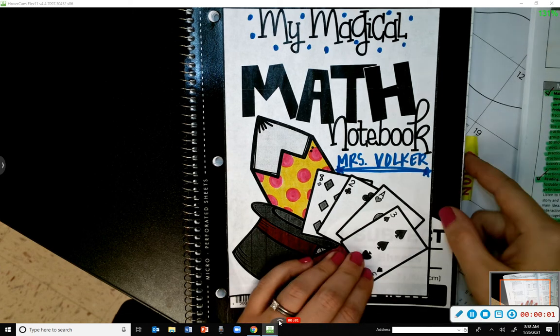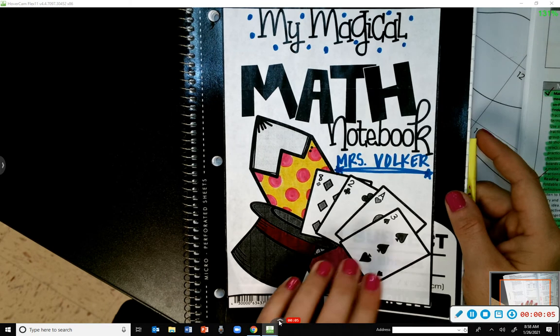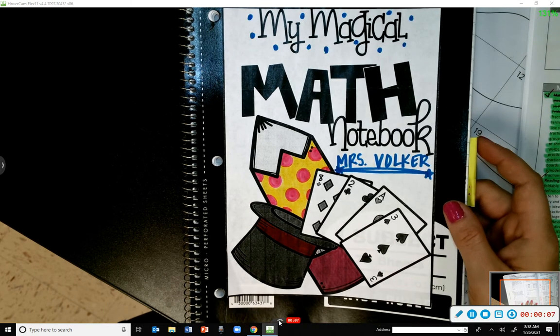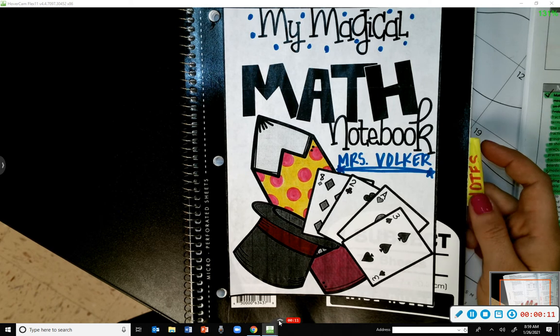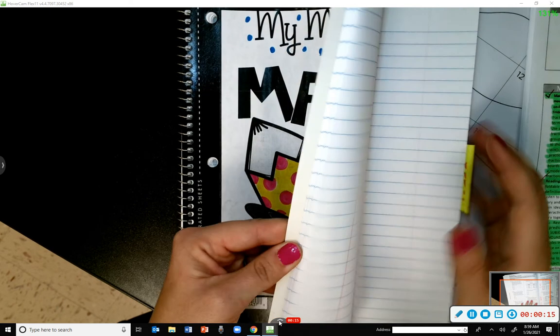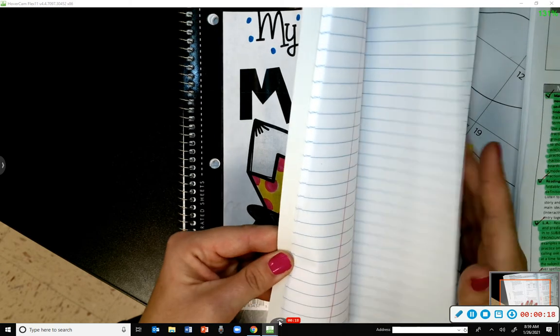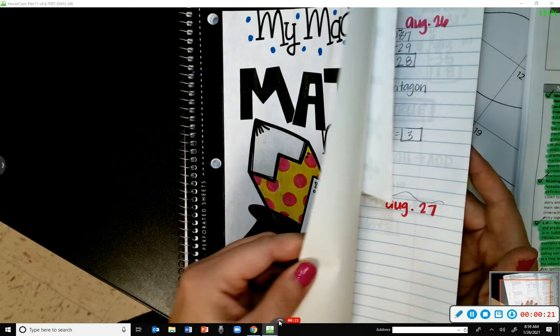Okay, good morning guys. It is Tuesday, January 25th, and we are using our math notebooks to review what we learned about fractions and to add a couple more things to our notebook. So we're going to turn to where we put our notes on fractions yesterday. I think I put it in the back. Yep.